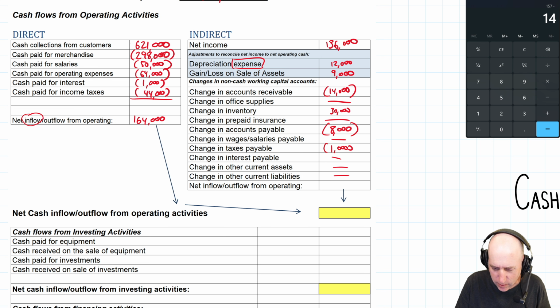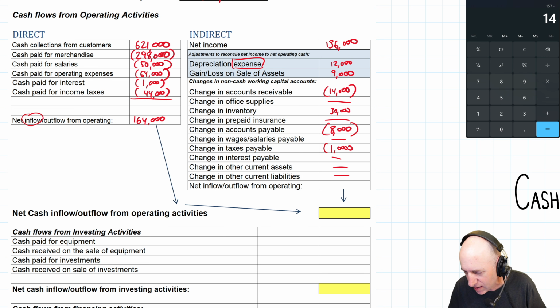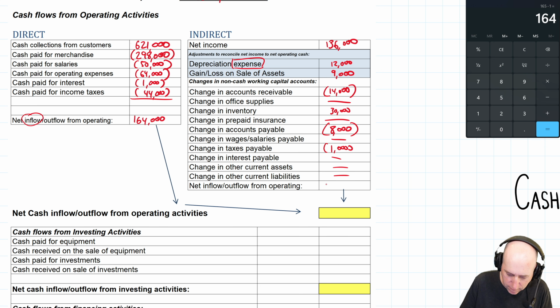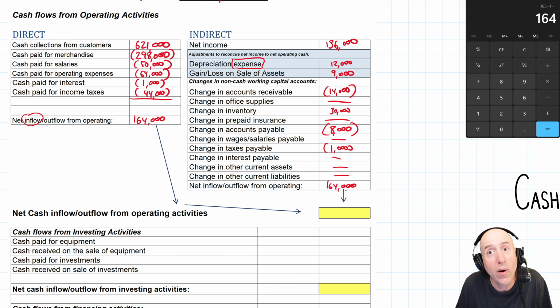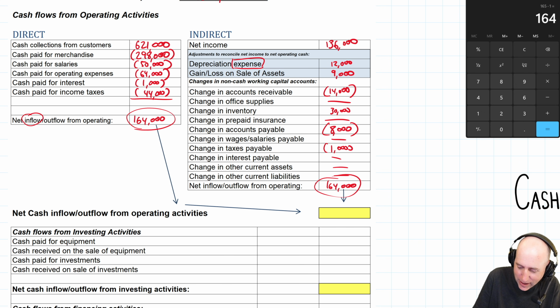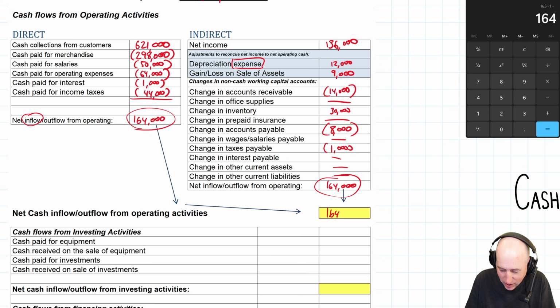I'm just adding the list, right? 136 plus 12 plus 9 minus 14 plus 30 minus 8 minus 1. We land on 164. Now, of course, most normal professors don't have you do both. If you do happen to have to do both, it's a nice feeling that these matched, right? That's good vibes. All right, I got it to work out. Not for sure that I'm right, but probably I'm right that these two things matched. But again, real companies are not going to do both. They're only going to do one.